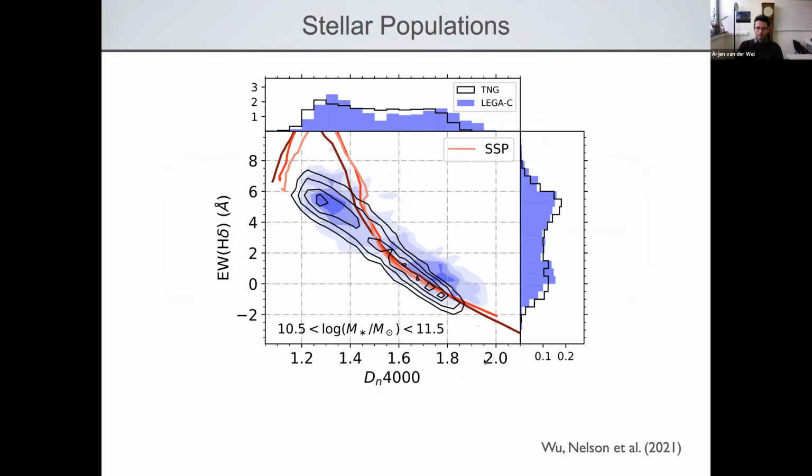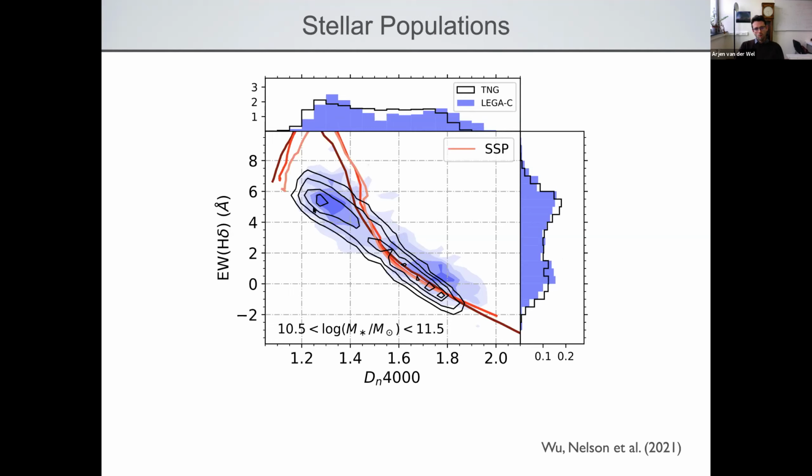Okay, recently we published a paper comparing this distribution of H delta and D4000 with the TNG cosmological simulation. So again, we see LEGA-C in blue here with the two peaks. Here in histograms and the two separate parameters, and we compare that with the prediction from the TNG simulation. I have no time to explain how these mock data were generated, but that's what they are, mock data based on the TNG cosmological simulation from Pillepich and Nelson.